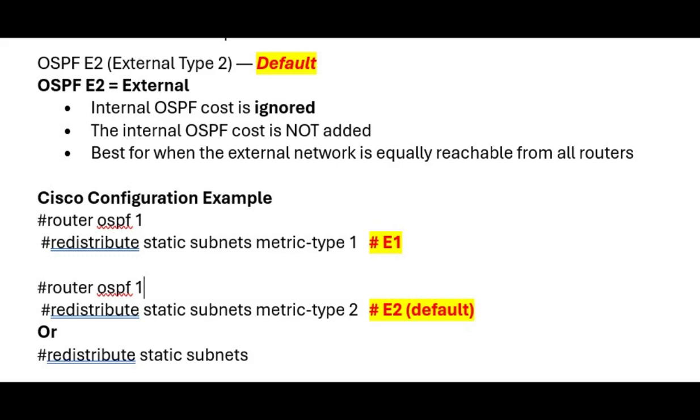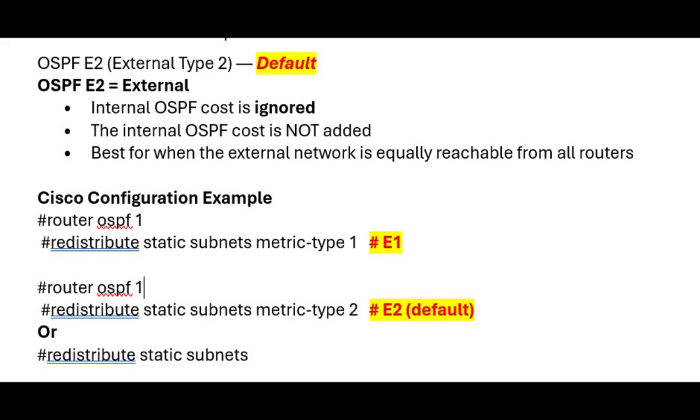And when you see the configuration in your organization, let's see it in the configuration here. There are two types of configuration I mentioned here. Cisco configuration example, right? You can say router ospf 1 and redistribute static subnet metric-type 1. This means I am defining here the E1 type, the external type. So I am mentioning E1, and you can see in the second one, router ospf 1 and redistribute static subnet metric-type 2. This is the default.